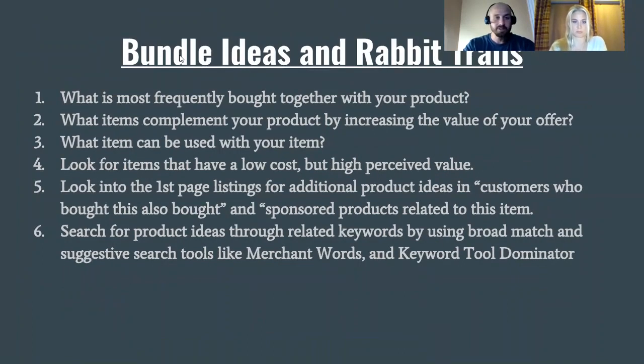We also talked about bundle ideas and following those rabbit trails to uncover many more additional products related to the products we're already discovering, right? Every lead that we find, we can follow the rabbit trail to many more leads. With bundles, we look at what's frequently bought together. Obviously, Amazon tells us that information. What items complement your product by increasing the value of your offer? What items can be used with your item? We look for items that have low cost but high perceived value. We look into the first page listings for additional product ideas. Obviously, customers who bought this, and sponsored products related to this item.